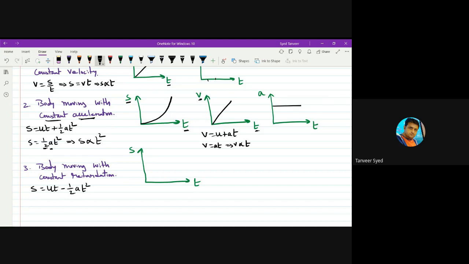This is like y equal to ax minus bx square. It is also an equation of a parabola, and the shape of this graph will be like this. It is like an inverted version of the earlier graph. Displacement time graph for constantly retarded motion.